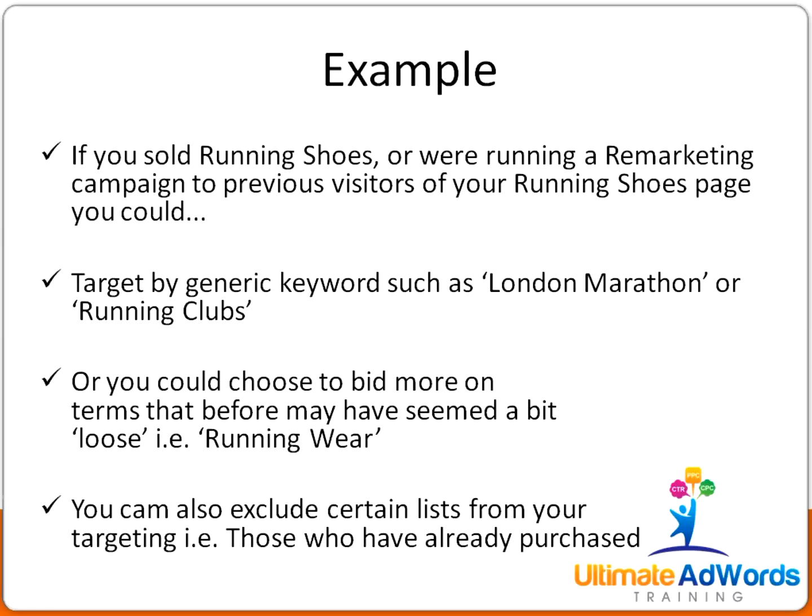Another way of using remarketing for search would be to bid a bit more on keywords that potentially were a little bit loose before. So you may have had some success with them, but it was a little bit inconsistent. So the keyword running wear, as an example, you may want to increase your bids, but only for those people that have been to the running shoes page. So again, you're using your knowledge of what they have looked at in the past in order to target a very good prospect. You can also exclude certain lists from your targeting, so those people who have already purchased, as an example, because we're not going to be wanting to promote the running shoes to those who have already bought them.